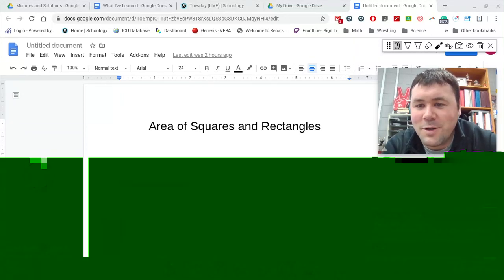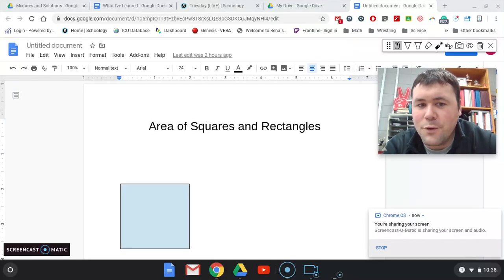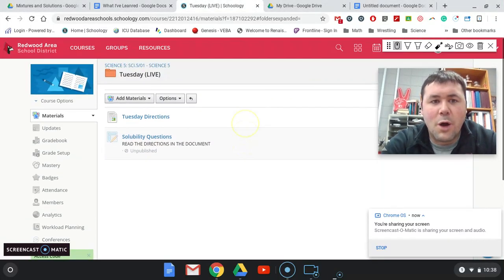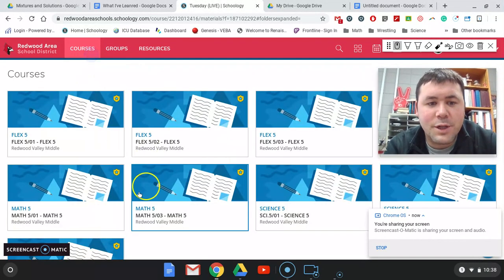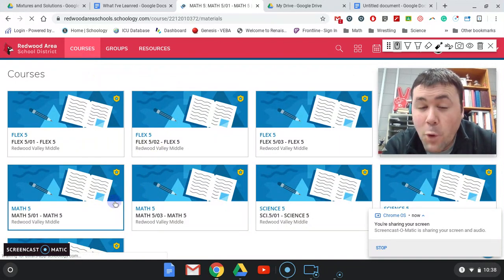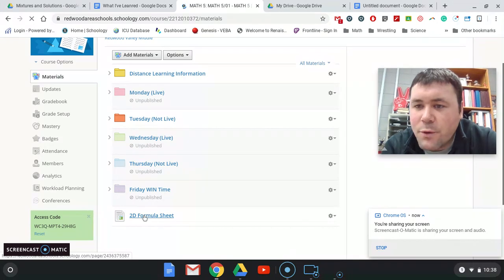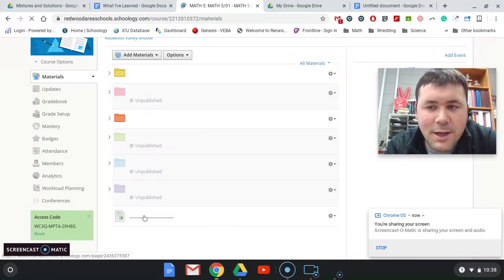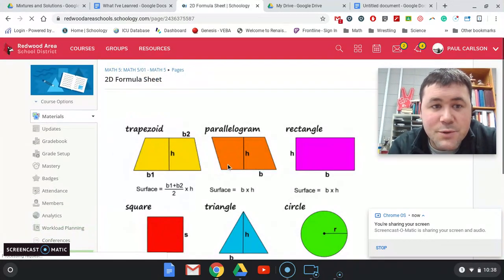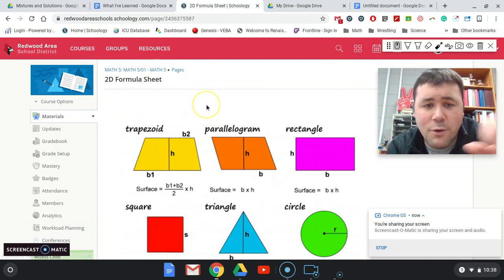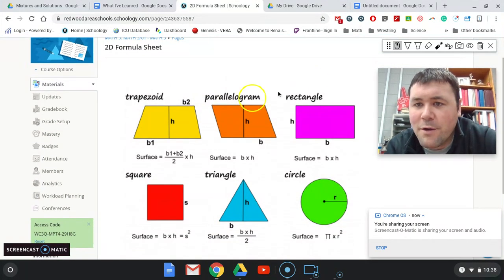Hey, fifth graders, we're going to be doing some review problems today for area of squares, rectangles, triangles, and parallelograms. Remember, if you need to look up formulas for the shapes for area, always go to our class. You can click on the 2D formula sheet, which is right away in our courses. And then there you have our formulas.